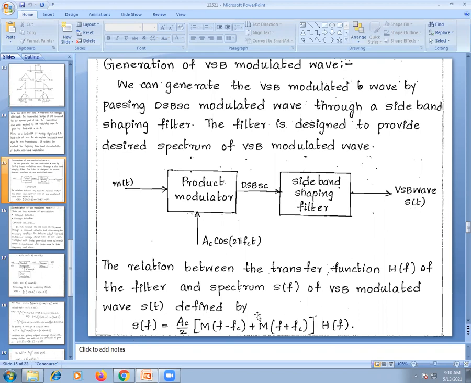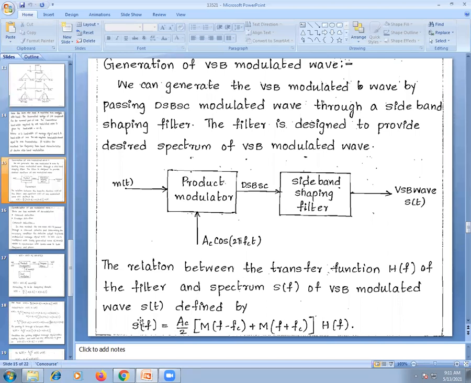Now the VSB wave is S of f equals Ac by 2 times M of f minus fc plus M of f plus fc, times H of f. This is the transfer function concept. This is the output, this is the input, and this is H of f. H of f is called output by input. H of f is equal to output by input.